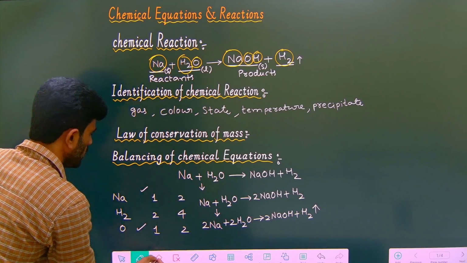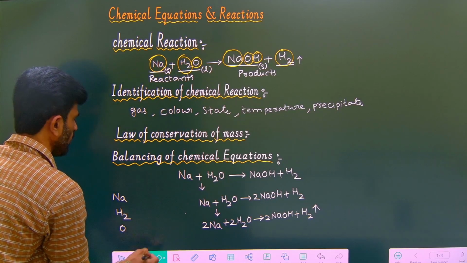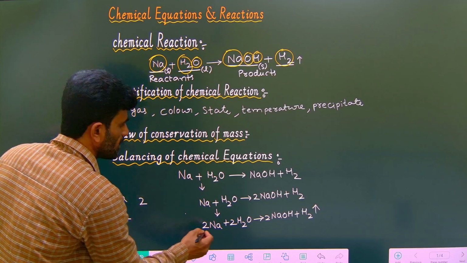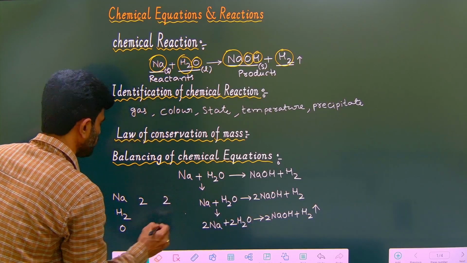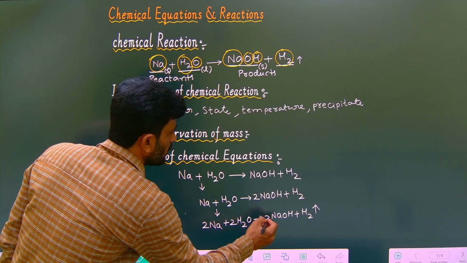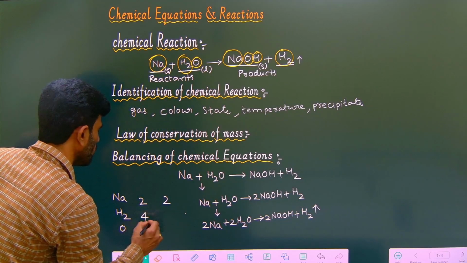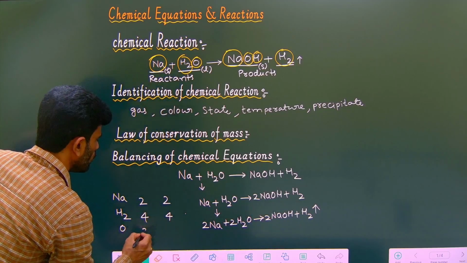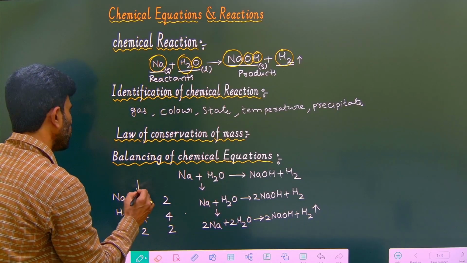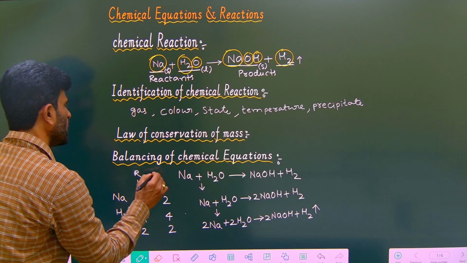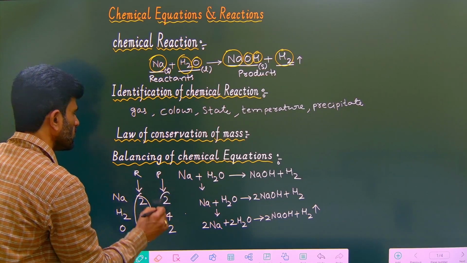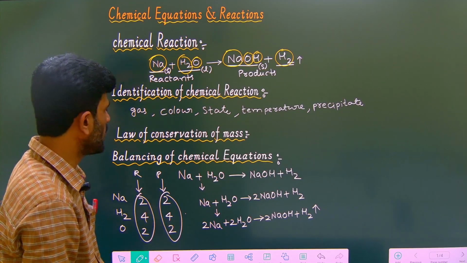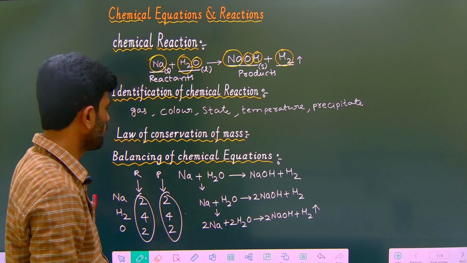See here, observe all the atoms, the number of atoms. Sodiums we have 2 here on the reactant side, product side also 2 we have. And hydrogens we have 4 here, here 2 plus 2, 4, so 4. And oxygens we have 2 here, and product side also 2. So like this, we will have the same number of atoms on the reactant side and product side, so that the whole mass on the reactant side and product side will be equal. In this way, we need to balance the chemical equations, one of the important topics.